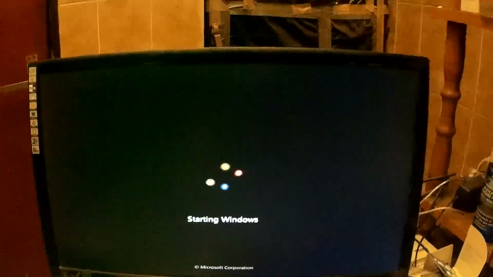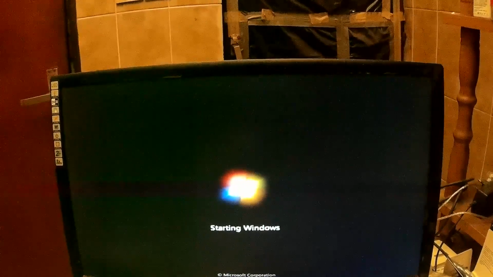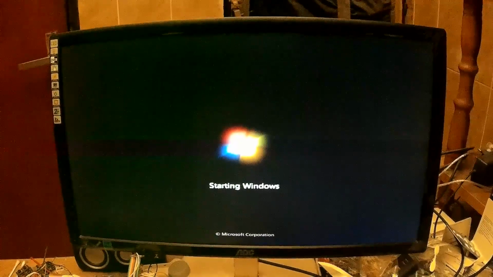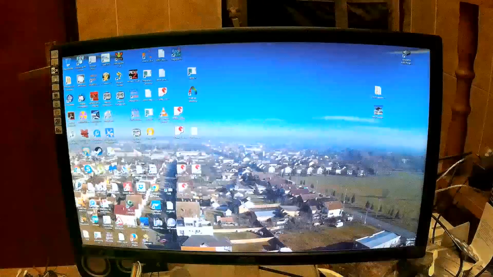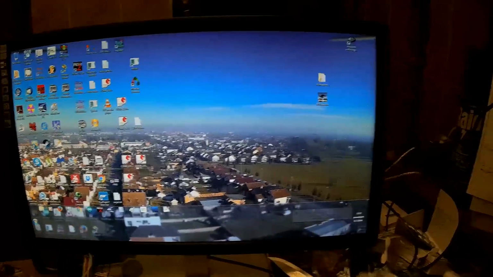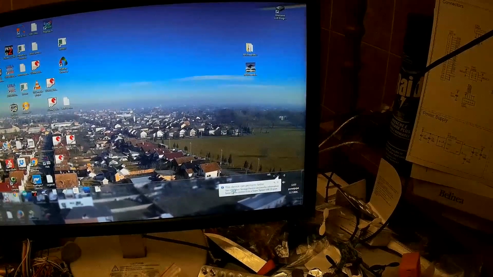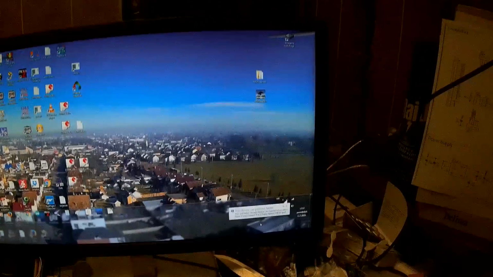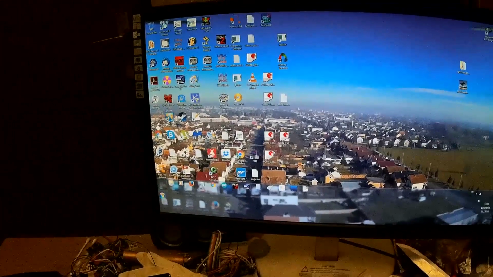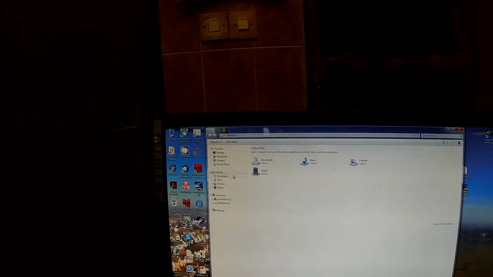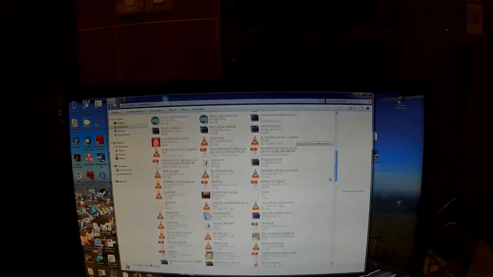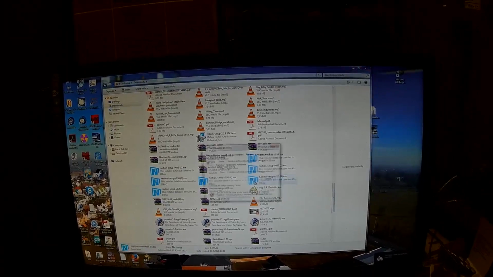Maybe cleaning screen will help. Starting Windows again and again and again, and it's pretty fast actually, with solid state hard drive, but I don't know what is this USB mass storage device. I probably did not connect to a proper connector, but this is not important right now. Downloads, and I have plenty of stuff here.